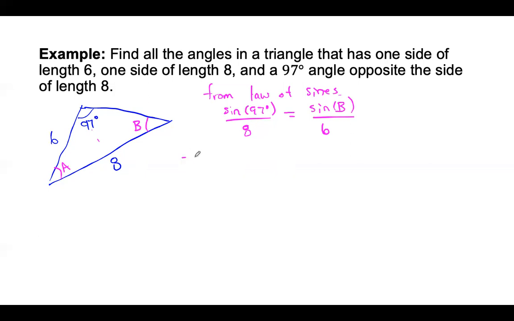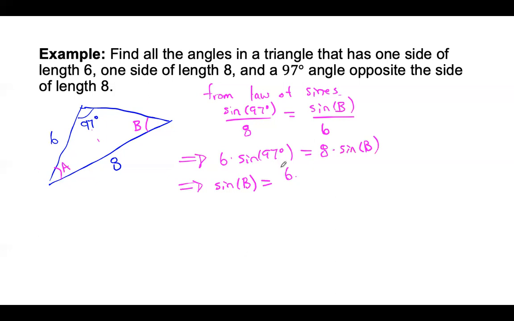Again, it's the same idea. There's a little difference. So 6 times sine, cross multiplying, of 97 degrees is equal to 8 times sine of our B. We divide, and we notice sine of B is going to be equal to 6 times sine of 97 divided by 8.